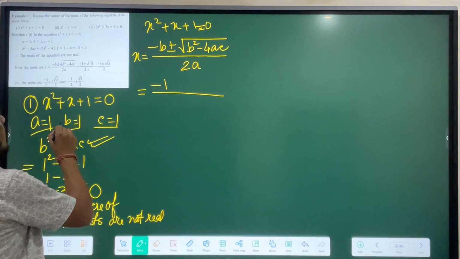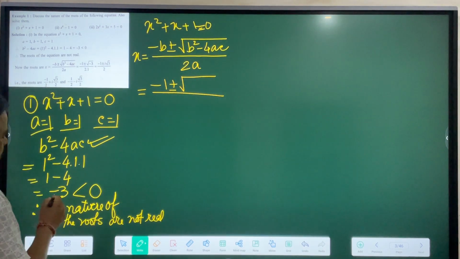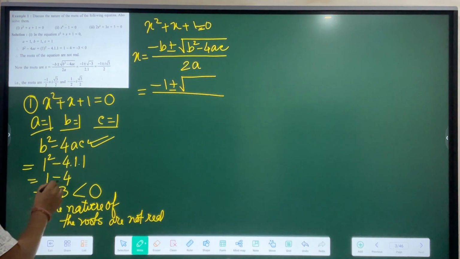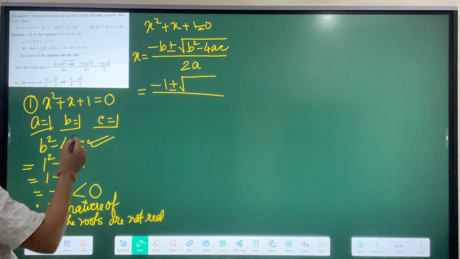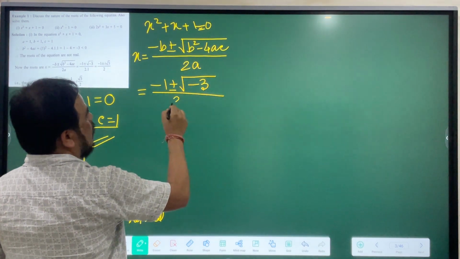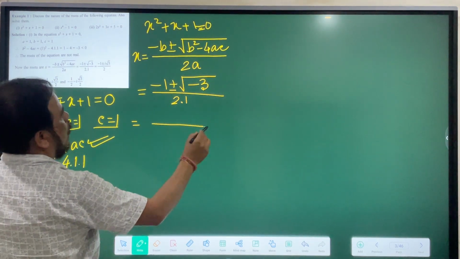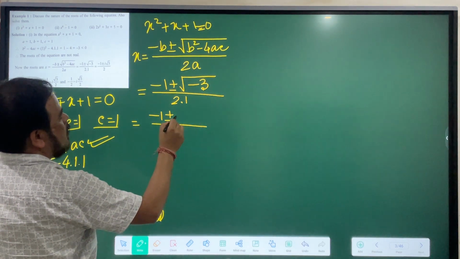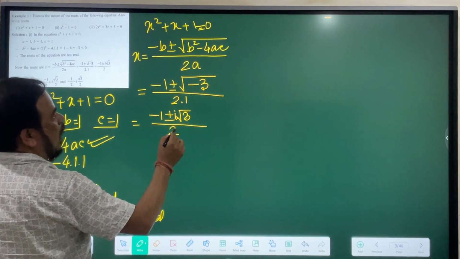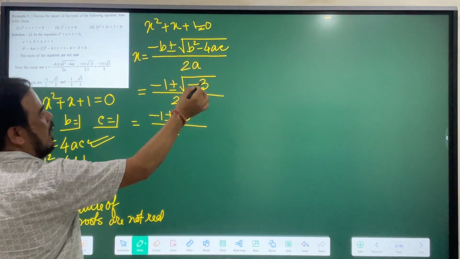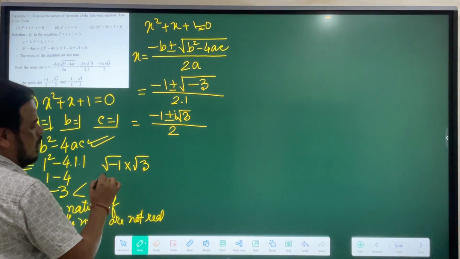Minus b, b is 1, plus minus square root of b square minus 4ac. We will write b square minus 4ac directly as minus 3, because we have done the calculation already. We will not do the calculation again. A is 1. So minus 1 plus minus, this one we can write i root 3, by 2. I hope you understand. Square root of minus 3 means what? Minus 1 into 3. This one you understand, I think.